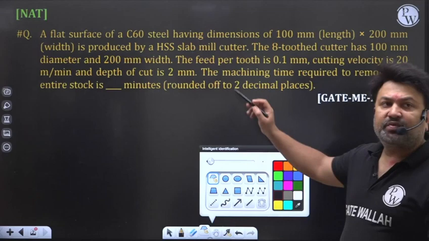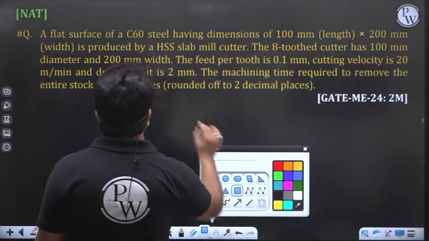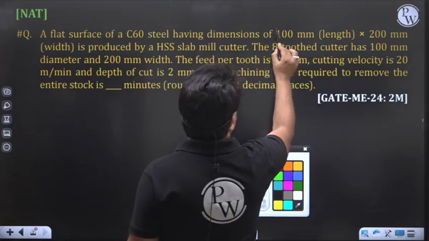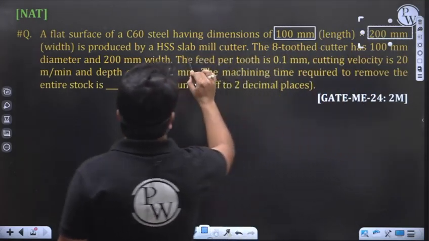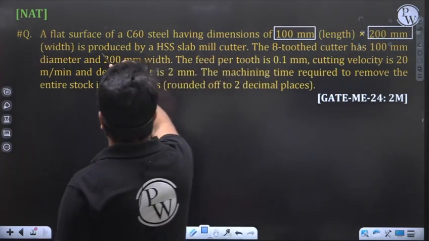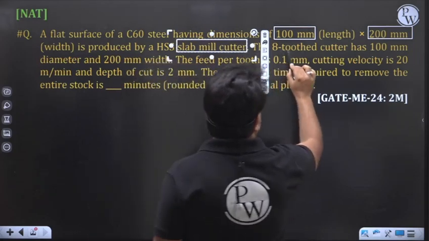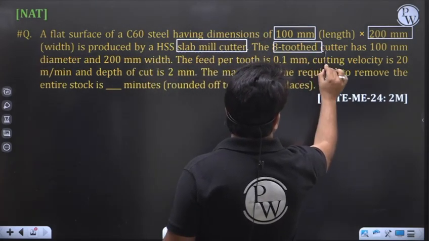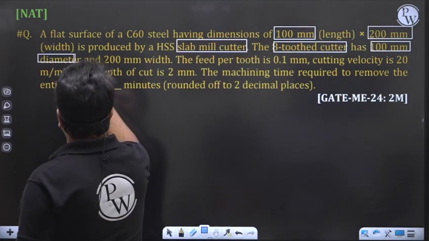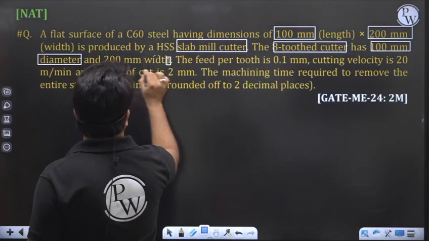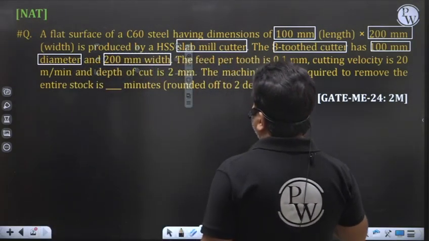So here in this question, there is a flat surface of dimension 100 length and the width is 200, produced by an HSS slab milling cutter. There is an eight-tooth cutter, with 100 diameter. 200 is the width of the workpiece.